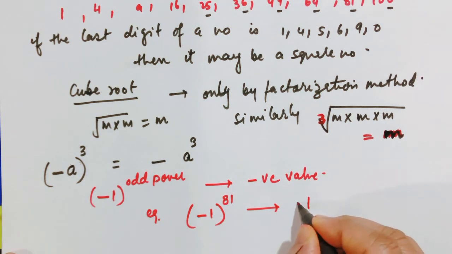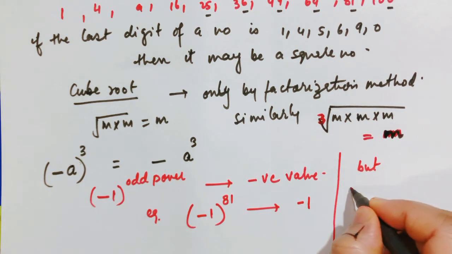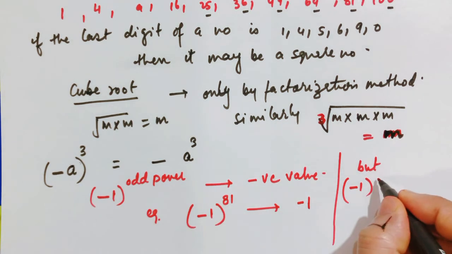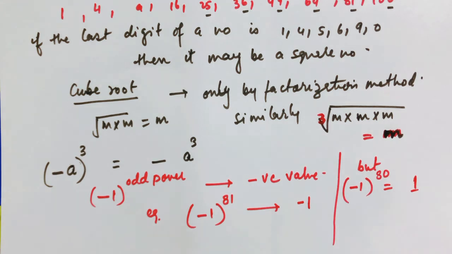It will be -1 only, okay. But if -1 is raised to an even power, say 80 instead of 81, the value will be positive, equal to 1. You people know this, okay. Let us simplify this a little more: -1 minus a to the power 19 can be written as minus a to the power 19, okay.